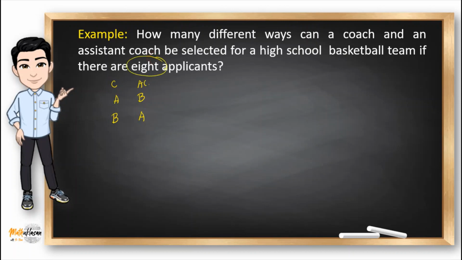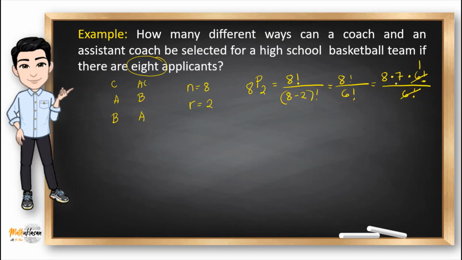So here we have 8 applicants, so we have n equals 8. While we need to choose 2 persons for the 2 positions, so r is equal to 2. So the solution here using permutation is 8P2. Using the formula, we have 8 factorial over 8 minus 2 factorial. So 8 minus 2 is 6 factorial. So rewrite 8 factorial to 8 times 7 times 6 factorial. So we stop with 6 factorial so that we could cancel this out for it to become 1. And 8 times 7, as we all know, is 56. So there are 56 possible ways for us to choose 2 of the 8 persons for the 2 available positions.